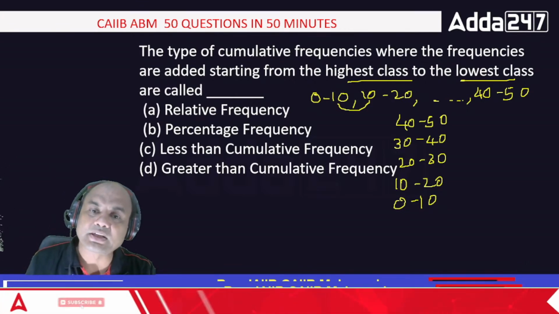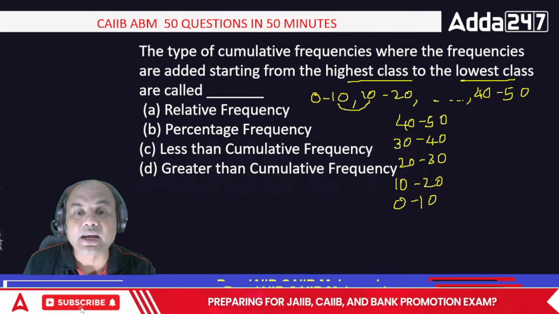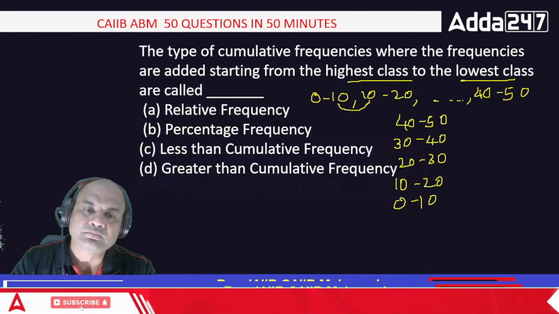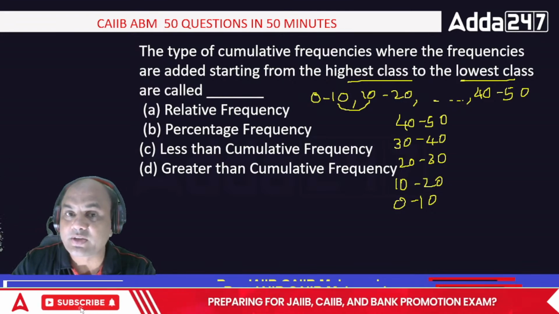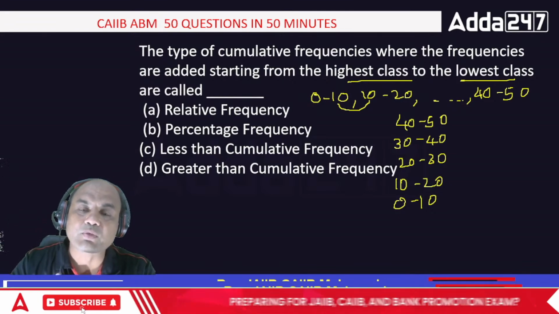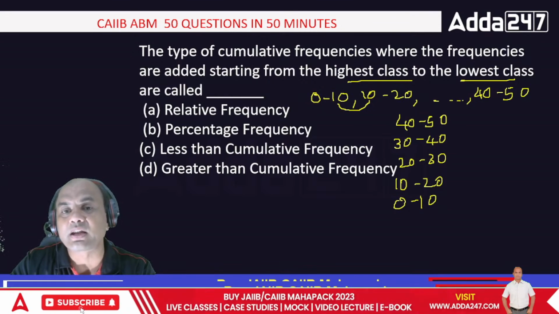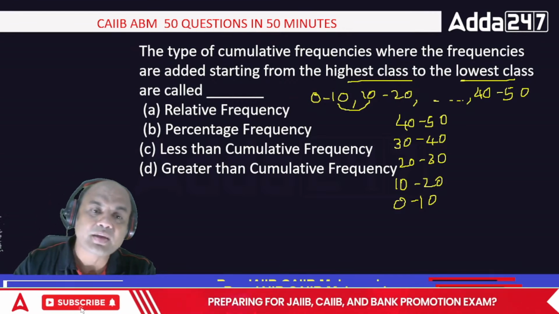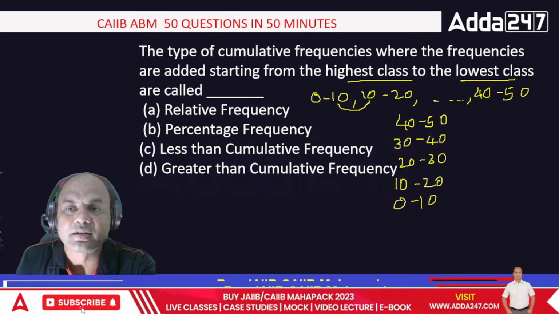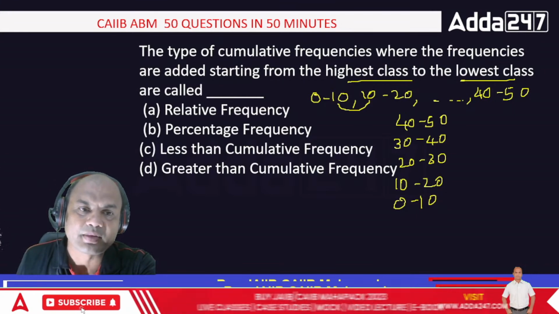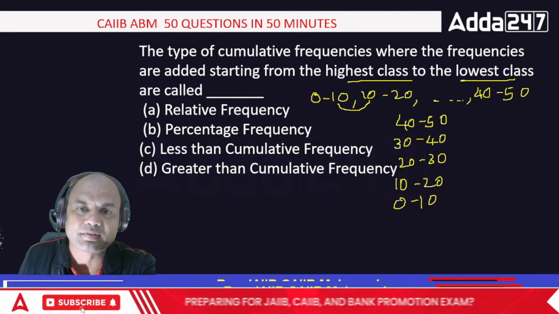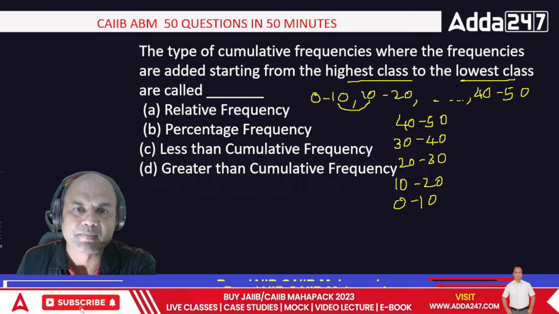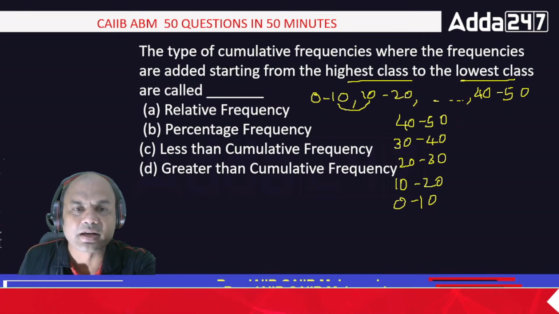When I'm going from highest class to lowest class, it is called as what? Relative frequency, percentage frequency, less than frequency, or greater than cumulative frequency. So what is it called? Just now I gave you the answer. Going from highest to lowest. Highest means greater. I gave you the hint also. Just answer me. Correct. It is greater than.